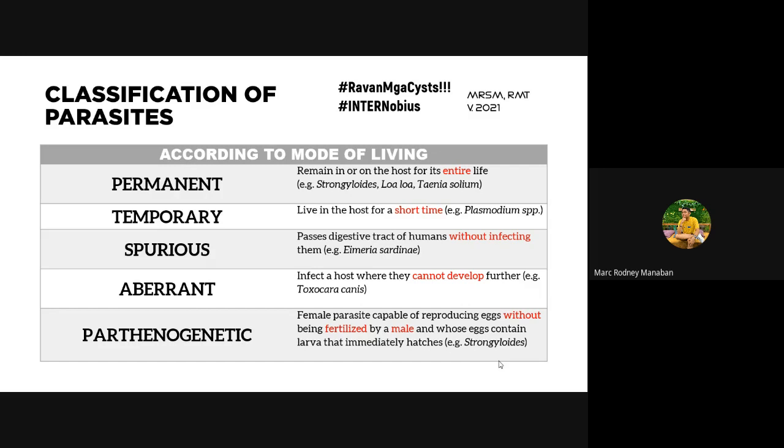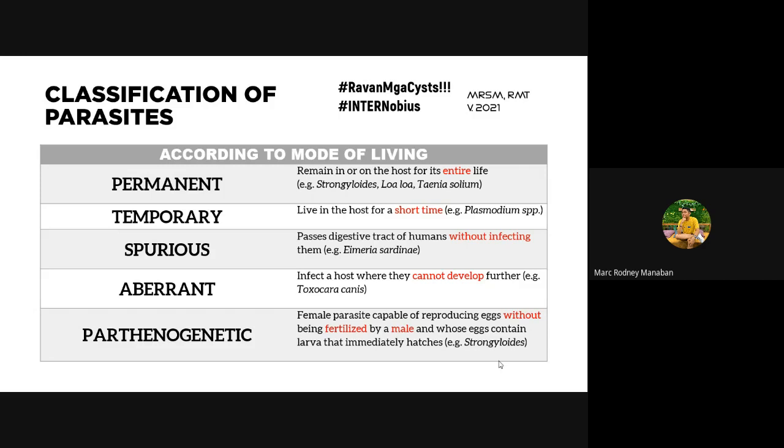Now, we have aberrant. Aberrant parasites are those that, once inside the host, do not develop further into later stages. For example, if the parasite enters as a larva, it will remain a larva for the entirety of its life, or if it's an egg, it will remain an egg. An example is Toxocara canis.